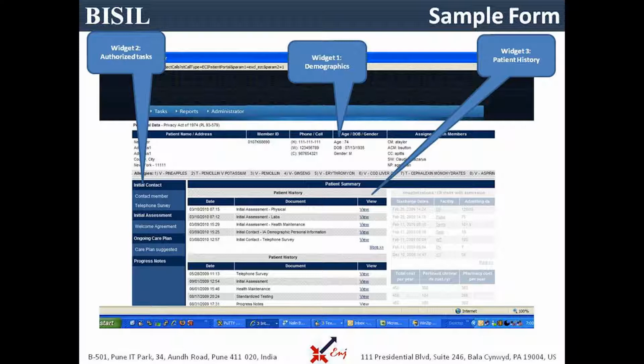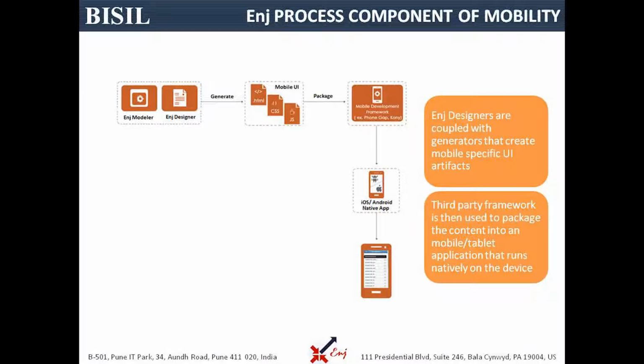This shows a patient portal that we have built for one of our clients using the Eng portal, which consists of patient details and links to perform certain activities such as contact member, telephone survey, etc. by a particular role. Eng also has the capability to generate artifacts for a process developed, which can be used to design a mobile app using third-party applications like Kony or PhoneGap. This completes the illustration of Eng.